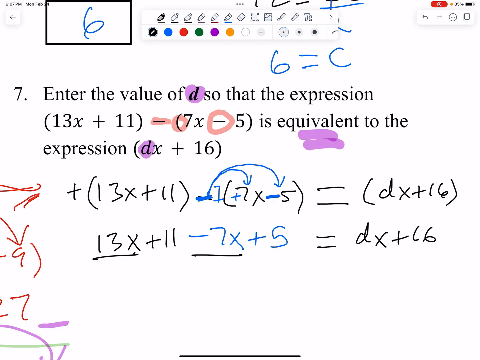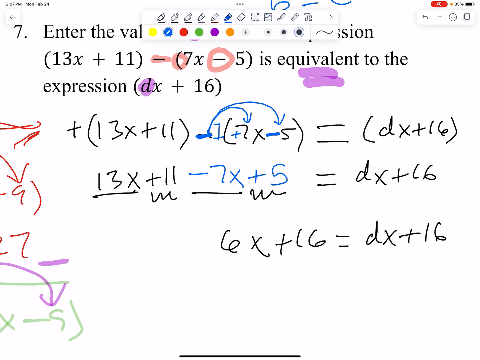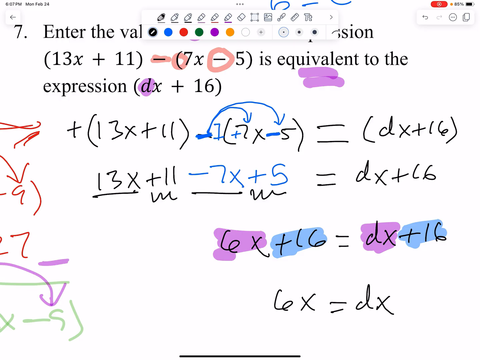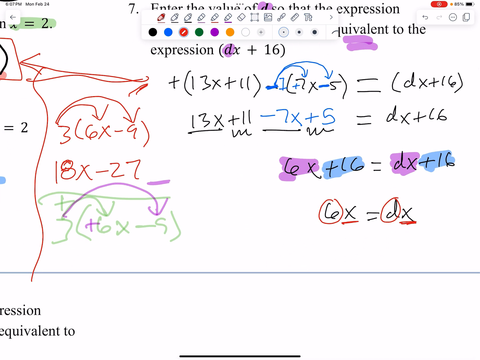13x minus 7x. 13 minus 7 is 6x. 11 plus 5 is 16. Oh, I'm getting happy here. So can you see why? I already noticed that there's a 16 and a 16 on both sides. Therefore, 6x should be the same as dx. So if 6x and dx are the same, well, now it's an even more visual thing. Can you tell? If they both have an x, that means that 6 and d have to be the same. So therefore, d equals 6.